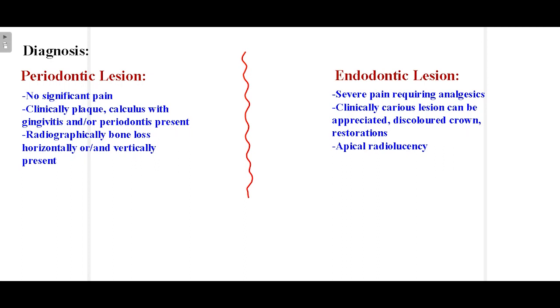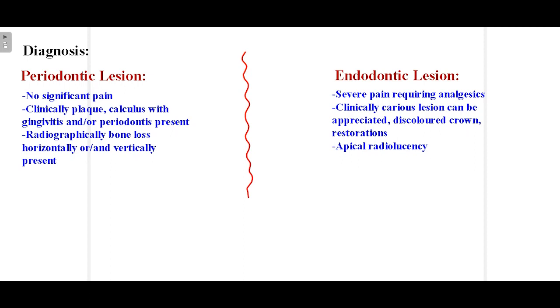On the other hand, a patient comes to you with severe, excruciating pain, which requires analgesics. Along with that, you can see a tooth that has a carious lesion or a restorative, or the tooth is fractured, and even discolored. The tooth is discolored because as the carious lesion invades the tooth, dentine and enamel break down. As it breaks down, the color of the pulp reflects, so this leads to discoloration of the tooth. And when you do a radiograph, you can see an apical radiolucency.